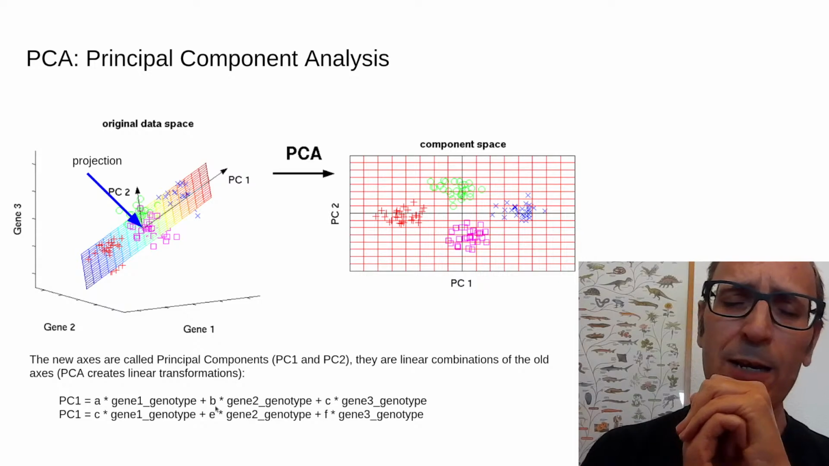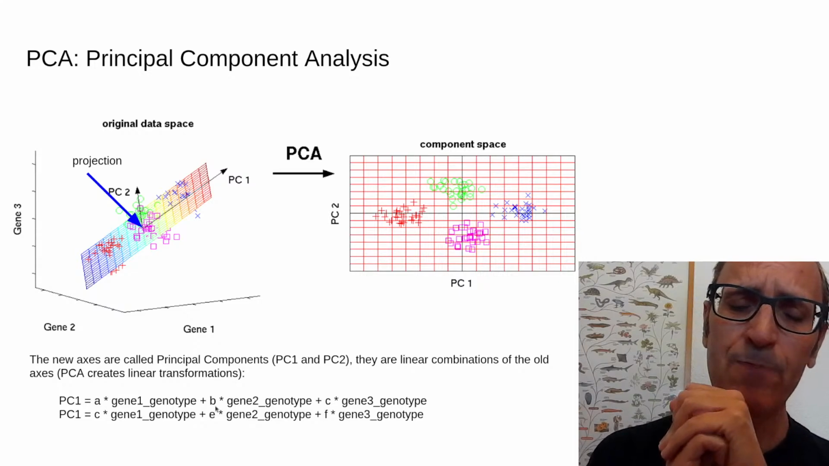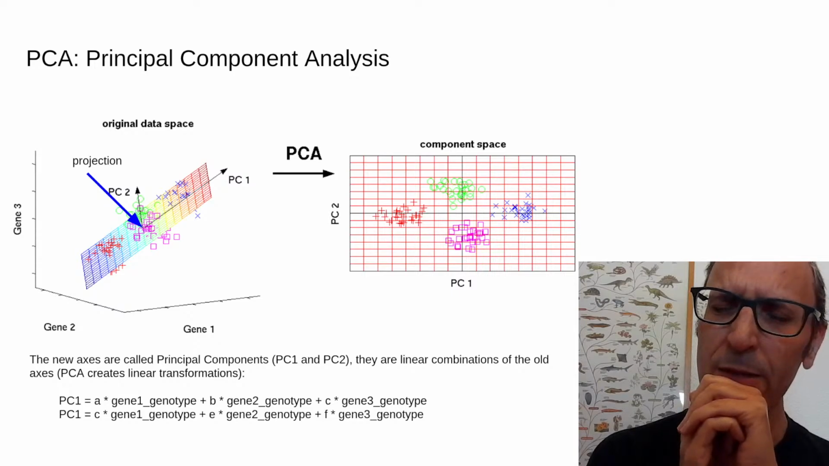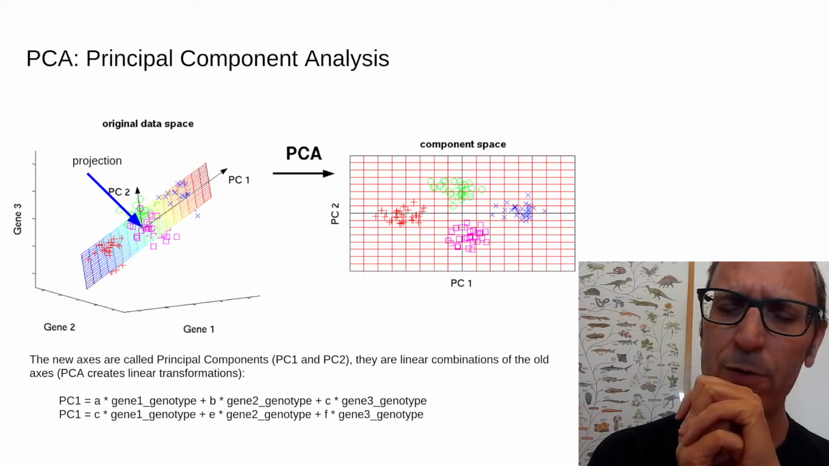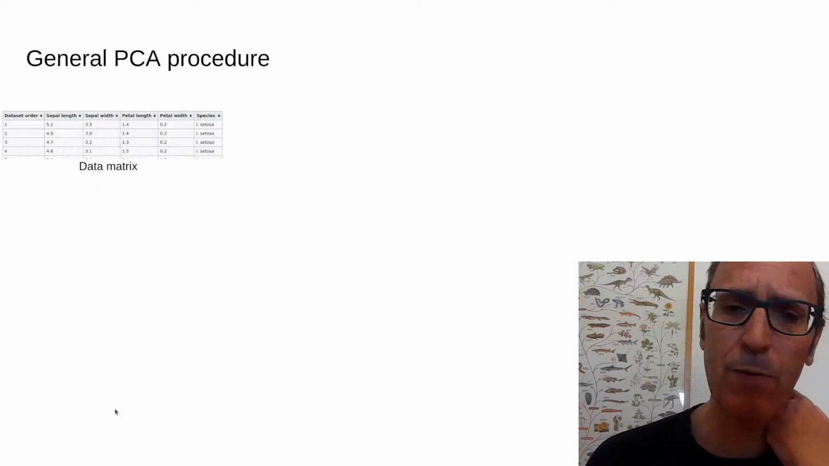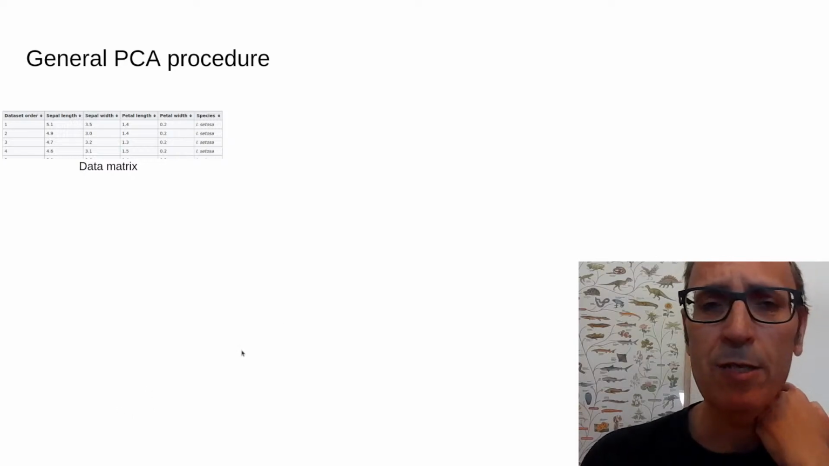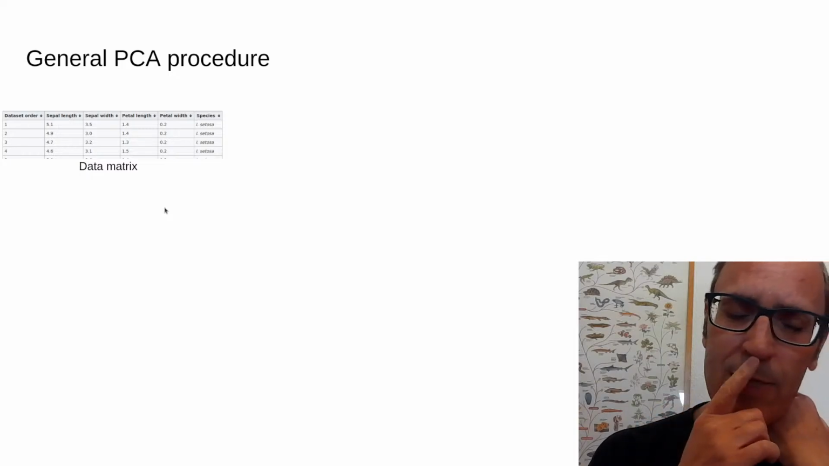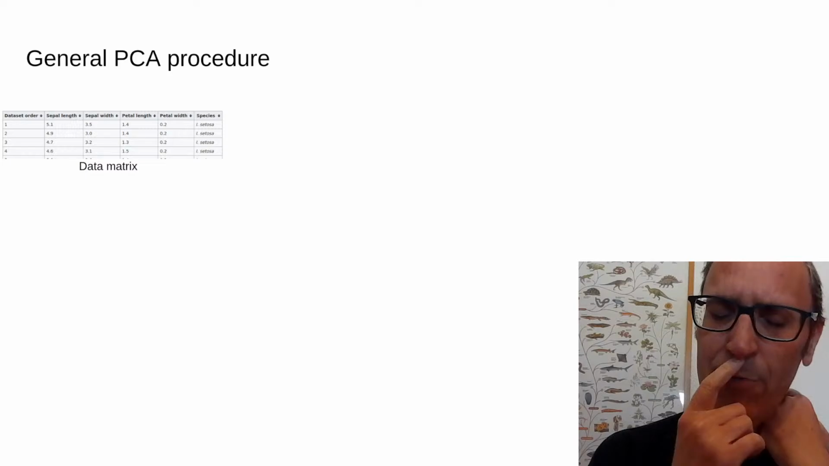Linear means that it won't involve, for instance, functions that are not just multiplying by a number, and these numbers are the numbers that define the principal components. How it's done, I am not going to explain, and also what is usually explained in the textbooks is not how it's really done computationally.